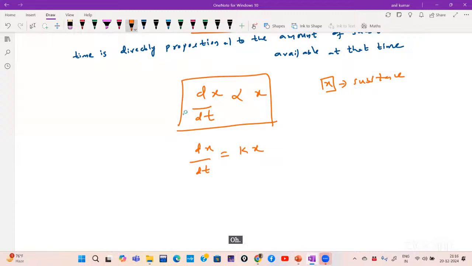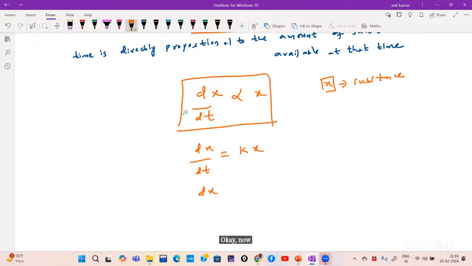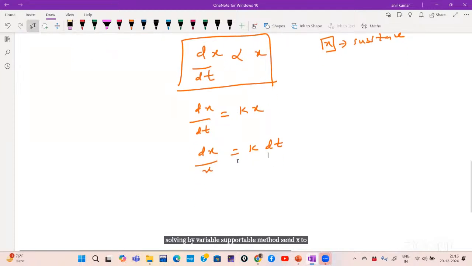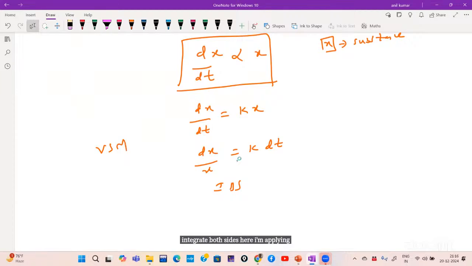Constant. Dear all, the population will increase according to the time, so we take plus k. Virus will increase according to the time, so take plus k. But for the radioactive material, it will decrease, so we have to take minus k. Okay. Now, solving by the variable separable method. Send x to the left side and dt to the right side. Integrate both sides.